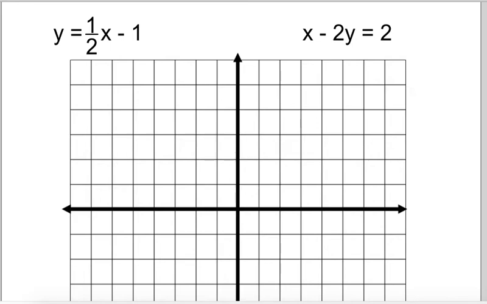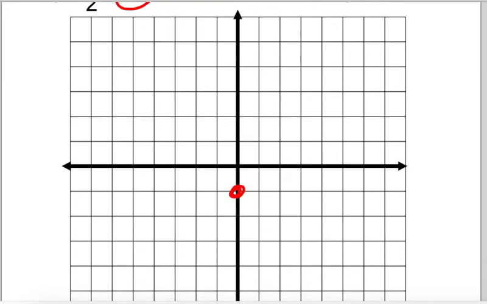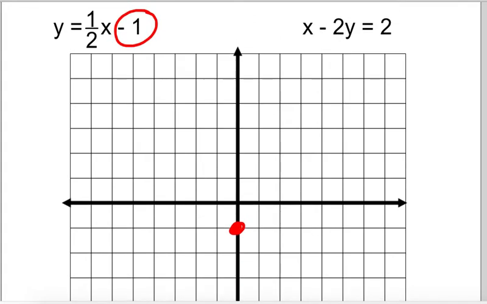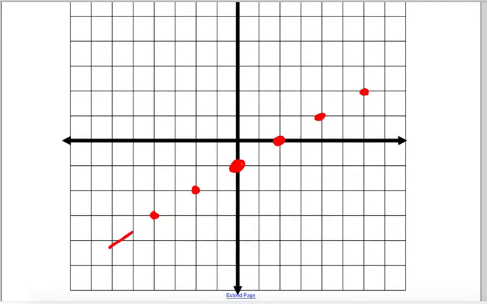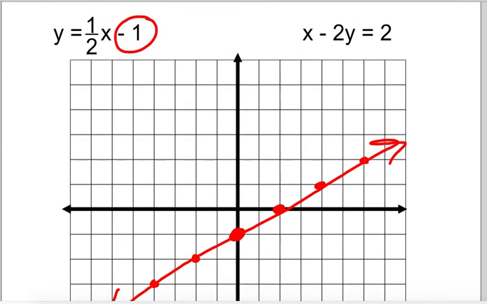Here we go. y equals 1/2 x minus 1. I plot my y-intercept of negative 1. There it is. And my slope is 1/2. So up 1, right 2, up 1, right 2, up 1, right 2, or down 1, left 2. Right? Draw my line. Right? So I hope you got good at graphing in Unit 4 because, oh, man, would you look at that equation?